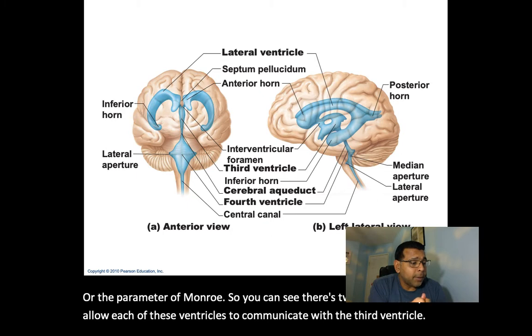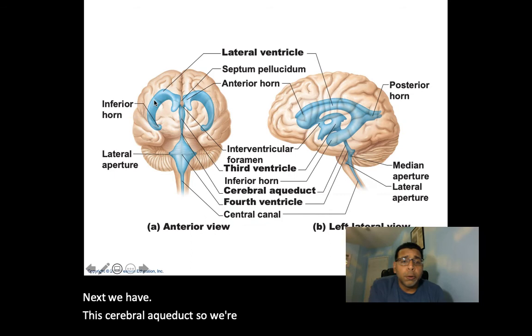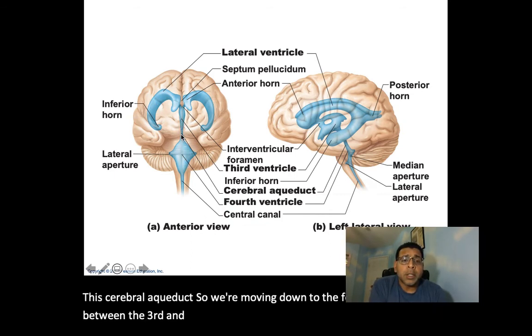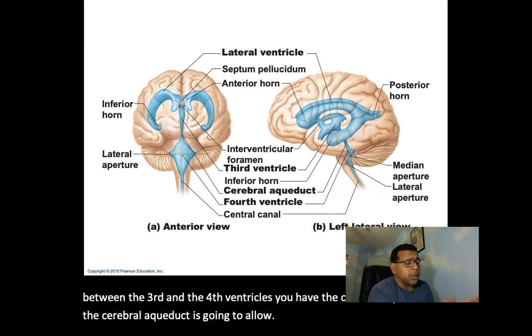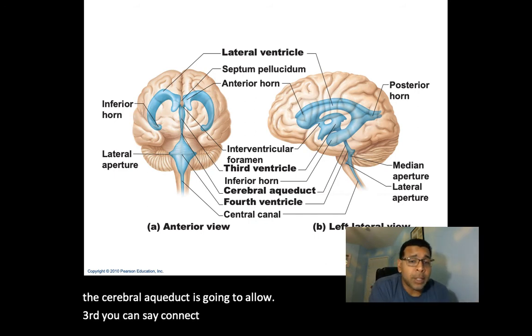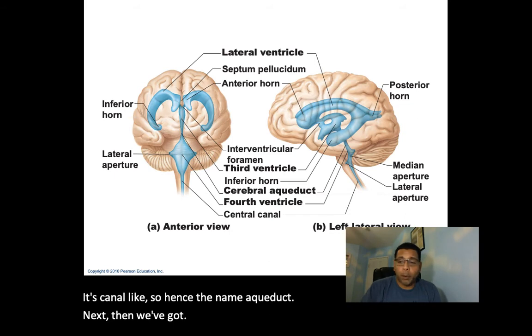Next then we have the cerebral aqueduct. So we're moving down to the fourth ventricle. Now between the third and the fourth ventricles, you have the cerebral aqueduct. The cerebral aqueduct connects the third and the fourth ventricles. It's canal-like, hence the name aqueduct. Next then we've got our fourth ventricle.